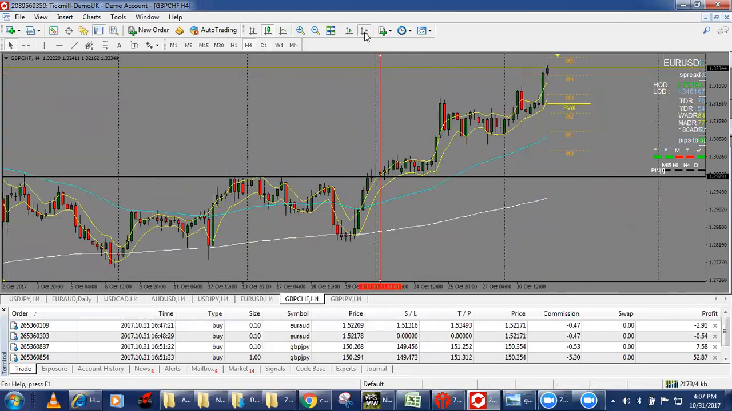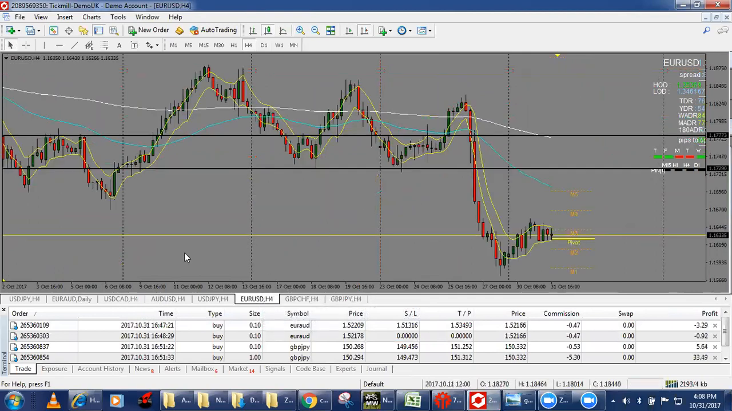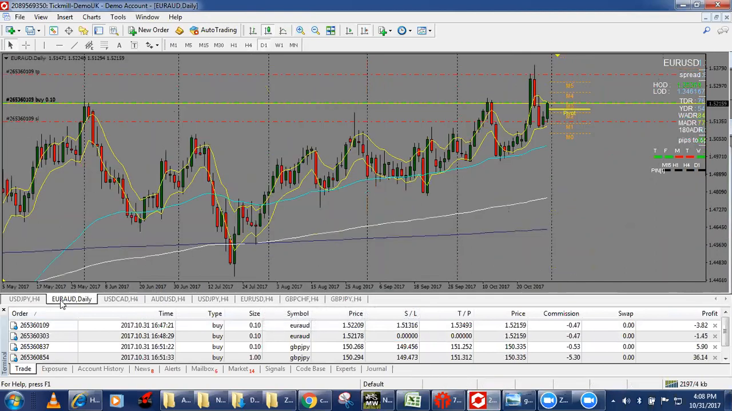Let's see this one, GBP CHF. All right, there's nothing for me. GBP CHF is already gone. Can't chase it. All right. The euro dollar is gone. Okay, then my Euro AUD. Okay, that's the one I was doing.